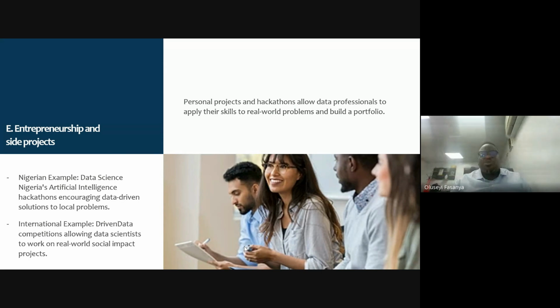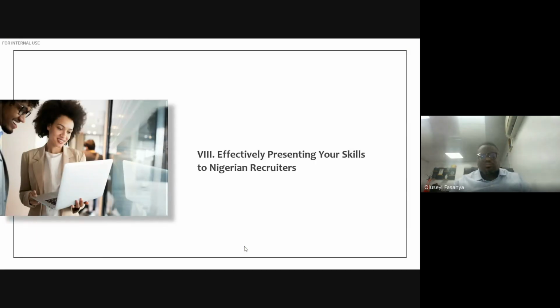Entrepreneurship and side projects, personal projects, and hackathons allow data professionals to apply their skills to real world problems and build a portfolio. The Data Scientists in Nigeria Artificial Intelligence Hackathon encourages data-driven solutions to local problems. You could look out for one of them and join up. DrivenData runs competitions, allowing data scientists to work on real-life social impact projects. Quite very important. You can look out for such opportunities.